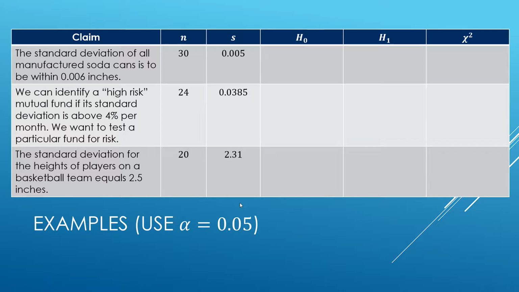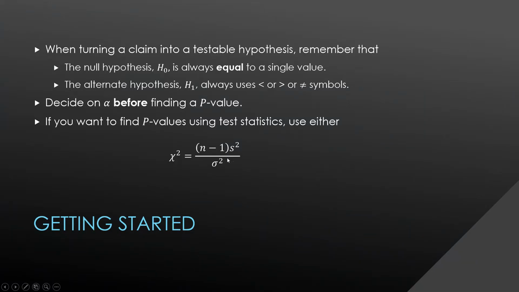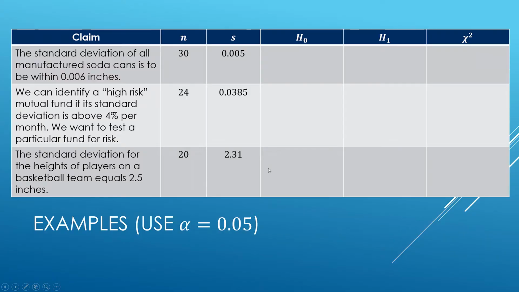So I will be a little briefer than I have been in the previous video series regarding these sorts of things. That said, though, I will go ahead and introduce to you in this video the claim and the sample data, and I want you to take a minute between now and when you watch the next video to come up with as much of the rest of this table as you can. The null hypotheses, the alternate hypotheses, and also the chi-squared values based on sample size, sample standard deviation, or sample variance, and hypothesized or claimed variance or claimed standard deviation.